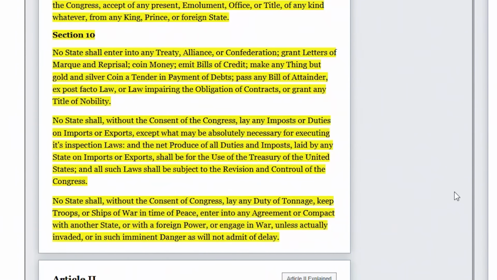No state shall, without the consent of Congress, lay any imposts or duties on imports or exports.